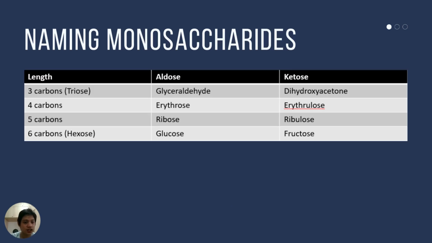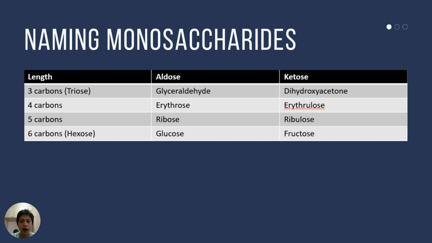Next, let's discuss a little bit on the naming of monosaccharides. So we can either name sugars or monosaccharides in terms of their length. We have 3 carbons, triose, 4 carbons, tetrose, 5 carbons, pentose, and 6 carbons, hexose. Okay? So depende sa dami ng carbons. But we can also name monosaccharides based on the prevailing functional group. So if the prevailing functional group is aldehyde, we use the term aldose. And if the prevailing functional group is ketone, we use the term ketose.